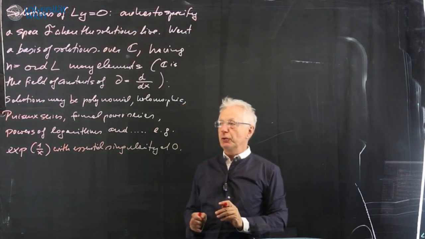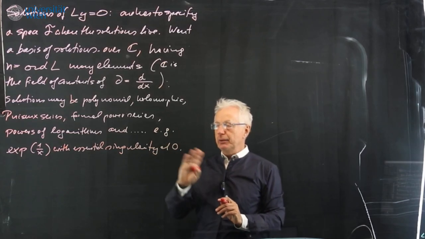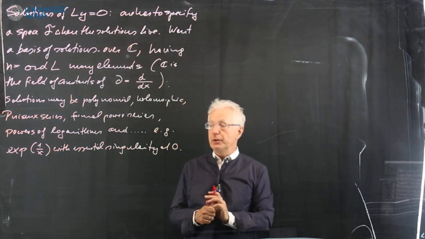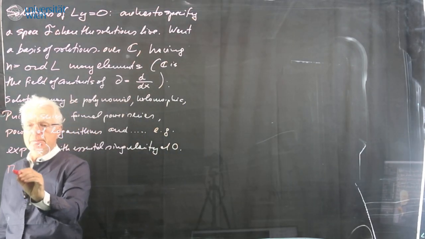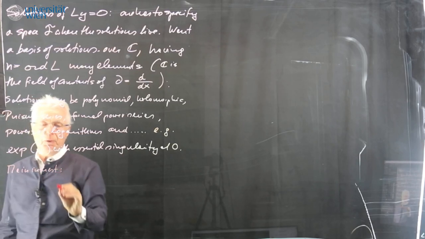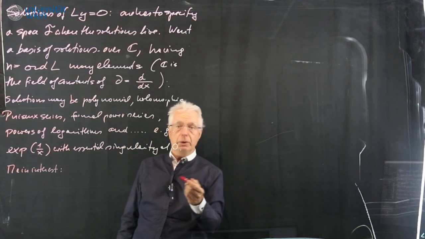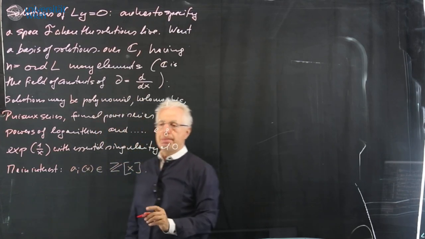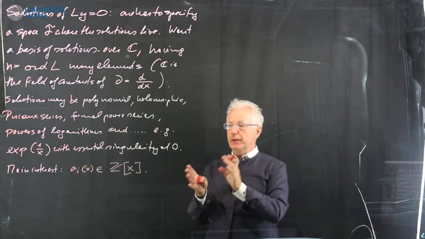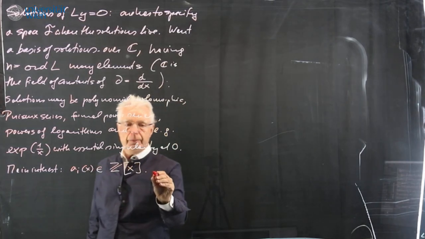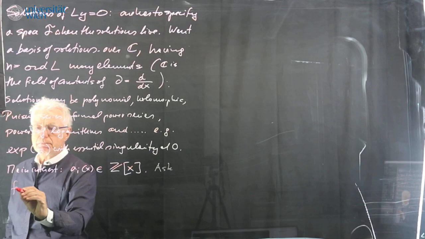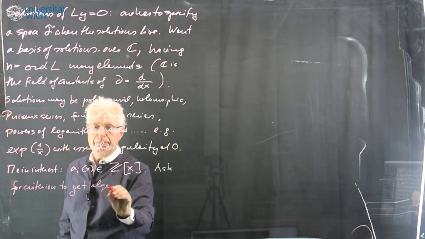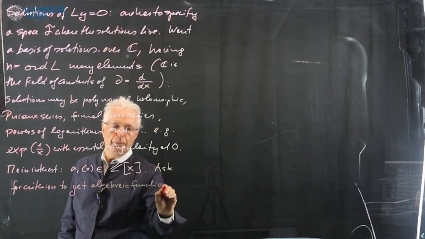But the situation is quite well understood, and one knows perfectly well what happens. But there's one type of question which is still very mysterious and actually a topic of recent research. A main interest is the following. Assume that your differential equation has polynomial coefficients a_i(x), and let them be even polynomials with integer coefficients. Okay, so you are in a finite situation. You just have finitely many polynomials as coefficients, and ask for a criterion to get algebraic functions as solutions.